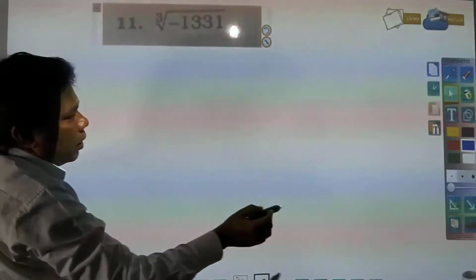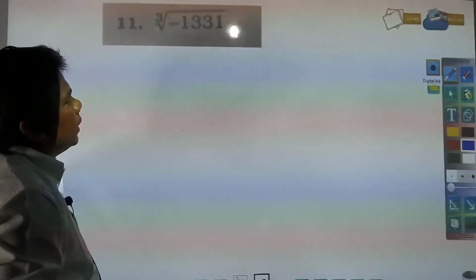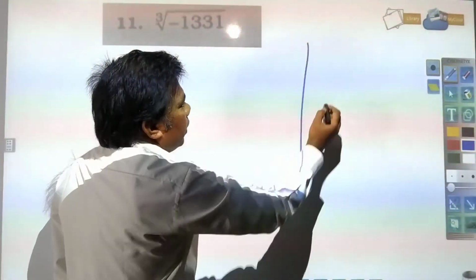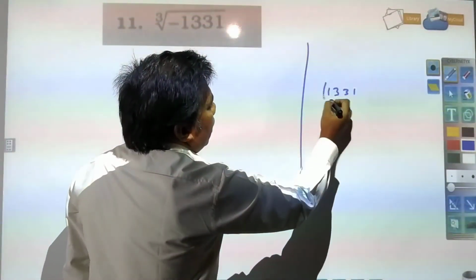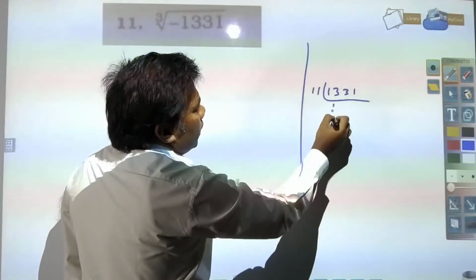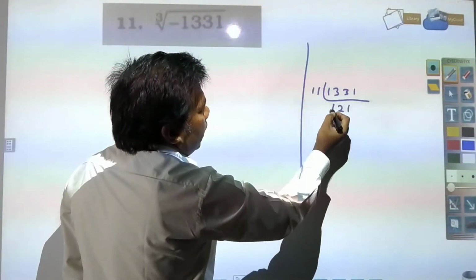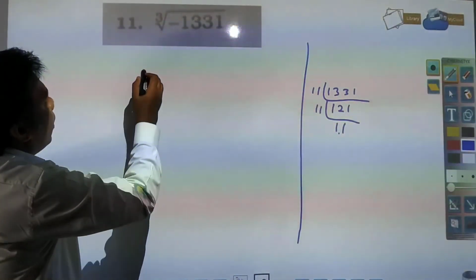Here you see, again the same thing is required to be done. We need to find out prime factors of 1331. So 11 1 is 11, 11 2 is 22 and 11 1 is 11. 11 1 is 11 and 11 1 is 11. So what have you got?